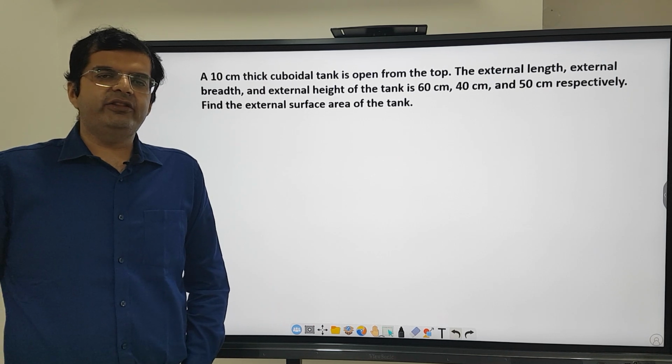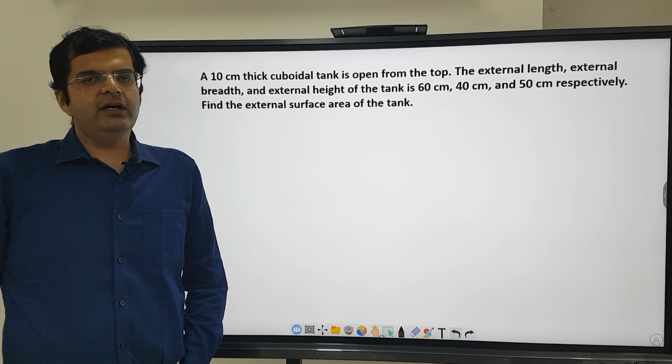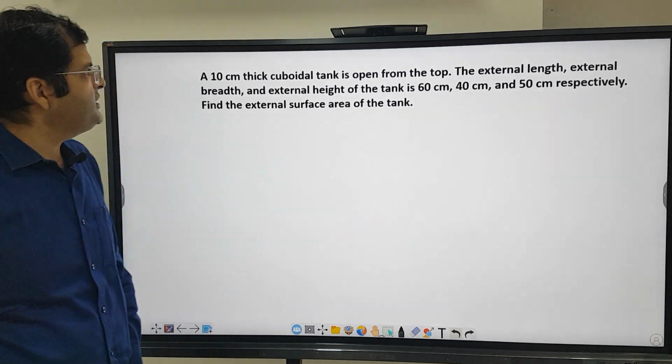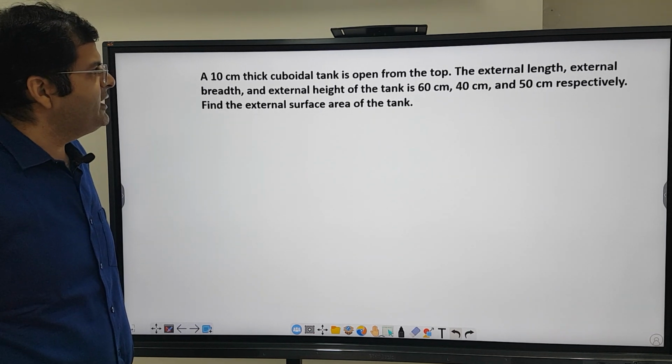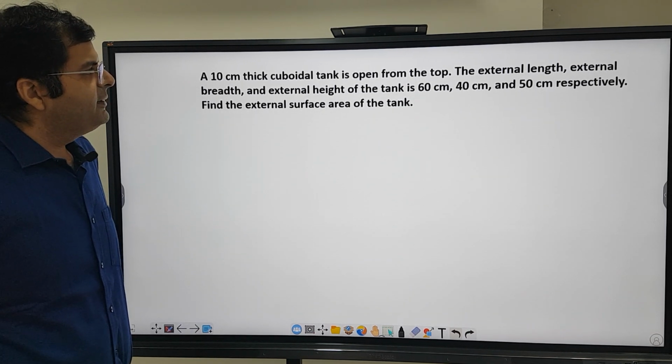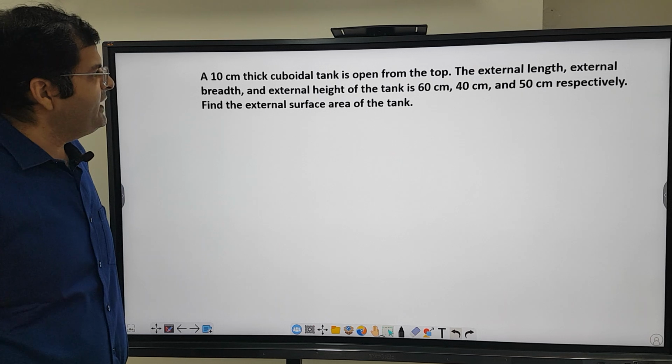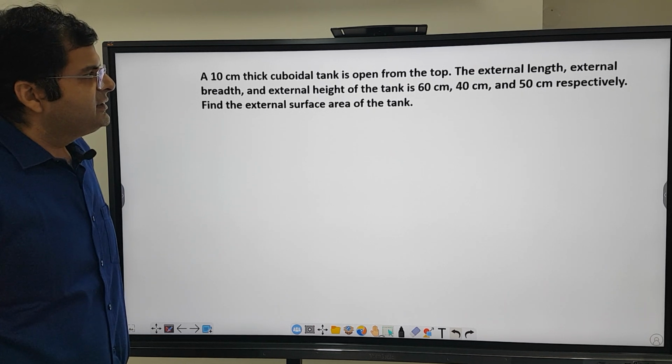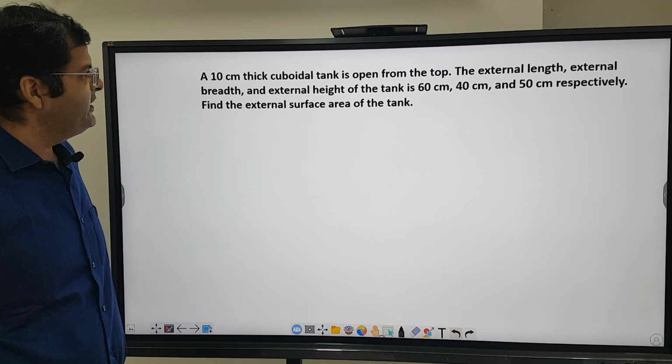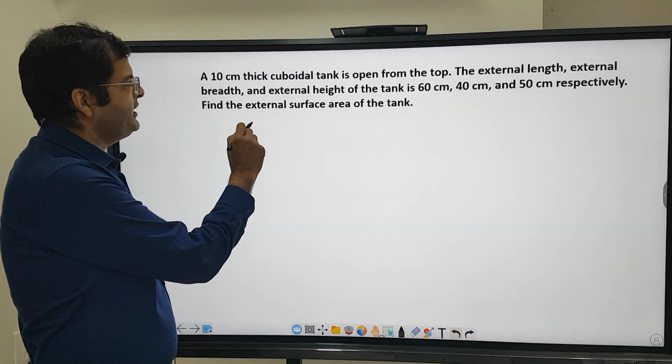So this is the 73rd question of the geometry chapter. The question says a 10 centimeter thick cuboidal tank is open from the top. The external length, external breadth and external height of the tank are 60, 40 and 50 centimeters respectively. Find the external surface area of the tank.